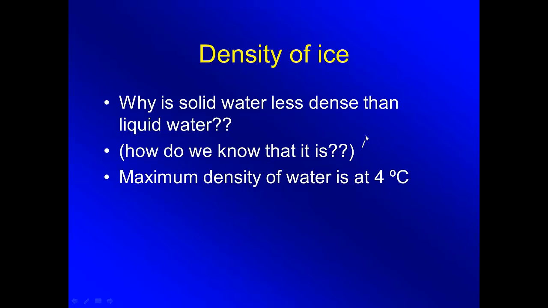Because ice floats. Remember, ice is just solid water. What does it do? Ice floats. So that means if something has a lower density, it's going to be on top. So that must mean it's less dense. And in fact, the maximum density of water occurs at 4 degrees Celsius, just right before it starts to turn into ice.